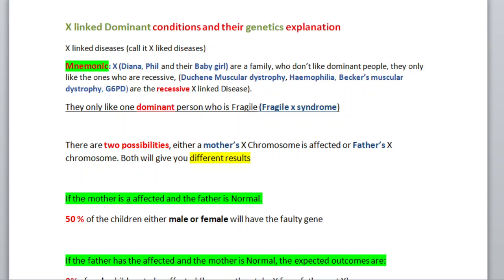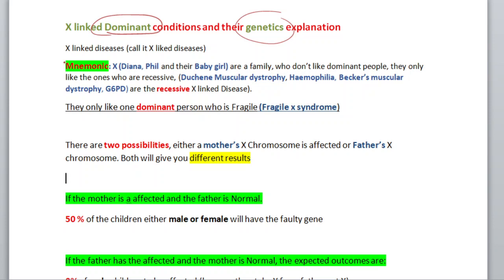Welcome guys. So today we will be continuing our topics on genetics. Today we will be discussing the X-linked dominant condition. Okay, dominant. So here we go, the dominant condition and its genetics as well.